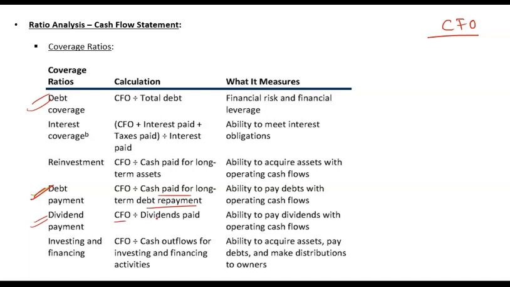Dividend payment, CFO divided by dividend payment. If this ratio is going up, that means the company is in a better position to pay dividends or may increase dividends in the future. If this ratio is going down, that means the company may cut dividends in the future or might not be able to pay dividends without borrowing money.